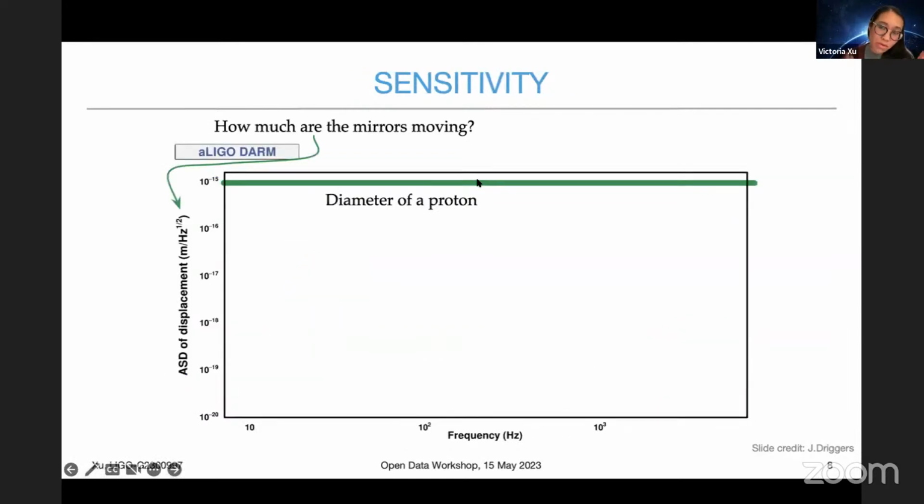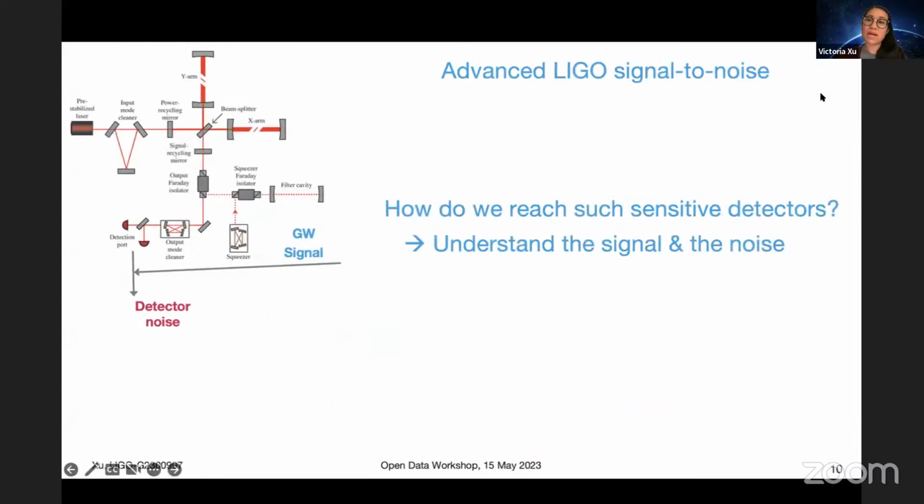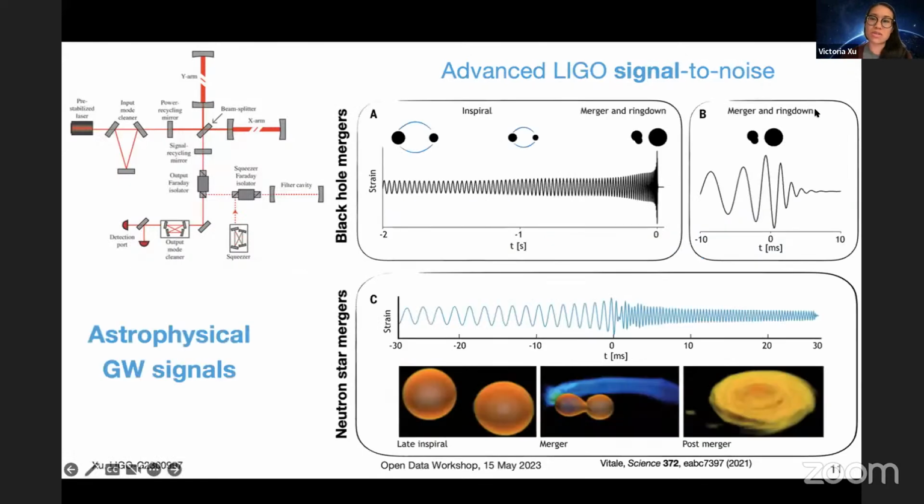And the motion itself of our 4 mirrors that we're really detecting, compared to the diameter of a proton, we are sensing displacements over 1,000 times less at times than the diameter of a proton on a baseline of over 4 kilometers. And so how do we reach such precision with a detector that we build? The key is understanding the signal and understanding the noise, understanding the signals we're looking for astrophysically, and understanding what limits the detector noise, and whether we are at the fundamental physical limits of our detector noises. So these are the things we think about.